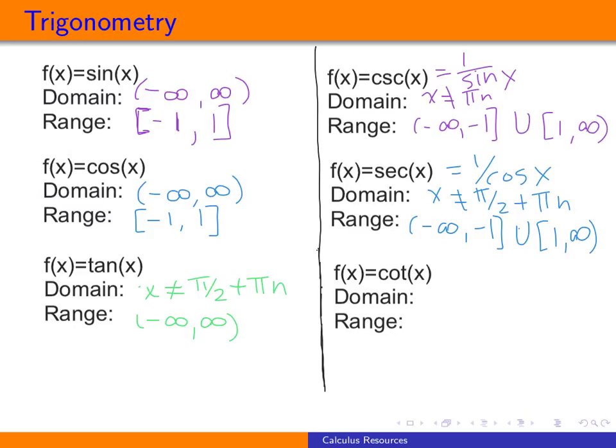For cotangent x, this is 1 over the tangent of x, which will then be the same as cosine x over sine x. So it'll have the same domain as cosecant x, because it has a sine x in the denominator. So that says x cannot be the multiples of pi. For the range now, I'm thinking of 1 over tangent x, and tangent x has a range from negative infinity to infinity. So when I take the reciprocal of all those numbers, I still obtain a range of negative infinity to infinity. And there you have the domain and range for all 6 of the trigonometric functions.